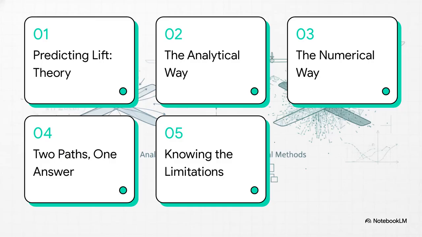All right, so here's our game plan. First, we'll get a handle on the theory itself. Then we'll check out those two different paths to the answer, the analytical way and the numerical way. After that, we'll put them head-to-head and see just how well they match up. And finally, because it's super important, we'll talk about where this theory doesn't work.